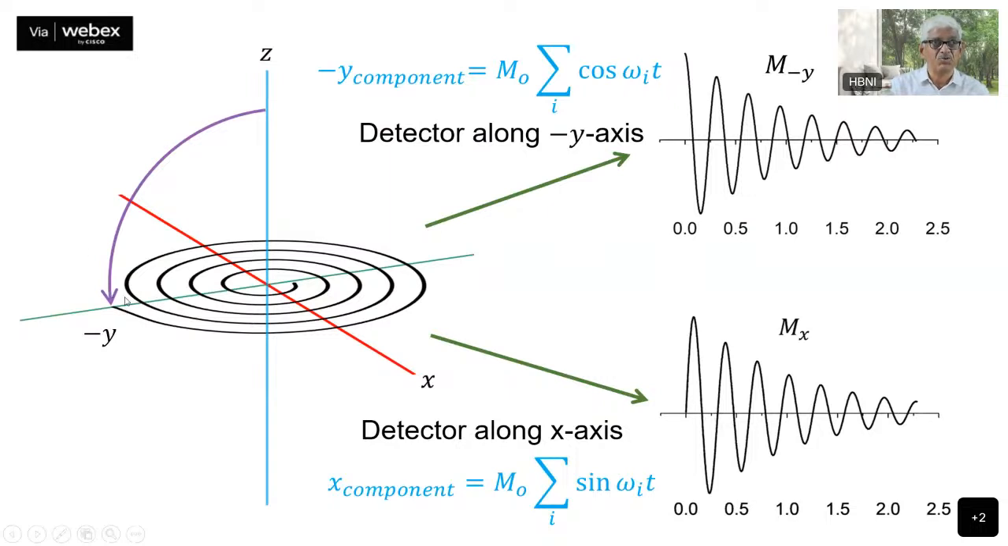Therefore, as the magnetization rotates in this dimension, you start collecting components here, and it will start from zero and keep oscillating like this.